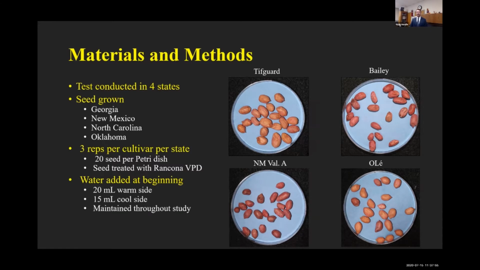We had 3 reps per cultivar per state. We then placed 20 seed per petri dish, as shown in the pictures on the right, and each seed was treated with Rancona VPD. We then added water according to which side of the table the dishes were on and maintained appropriate moisture throughout the entire study.